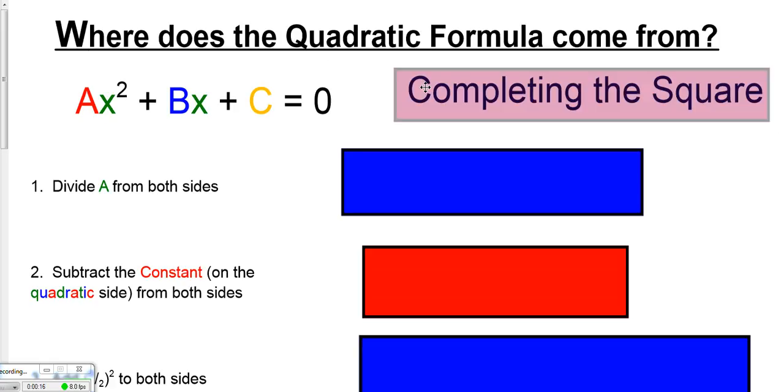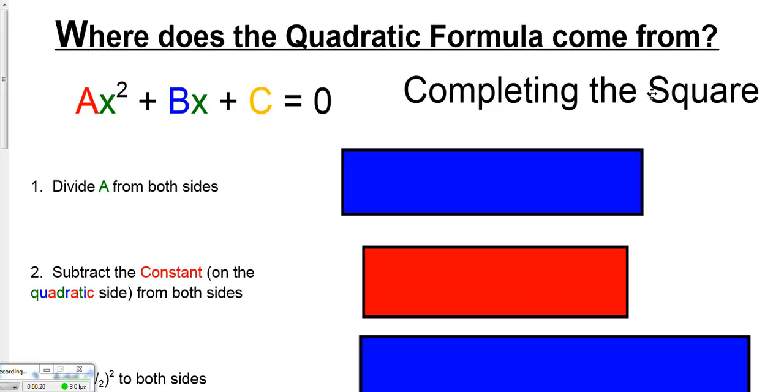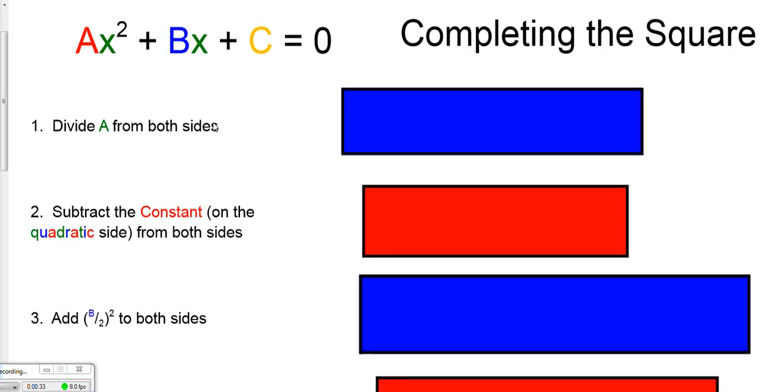Well, the reason it works, or the place it came from, is just by simply completing the square. We've gone over completing the square already. I'm going to show you how you can use this general form. We will complete the square to get the quadratic formula. This is why that formula works. So we already know our steps. We divide a from both sides.